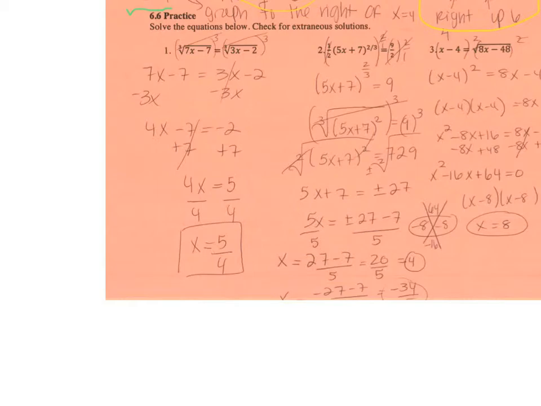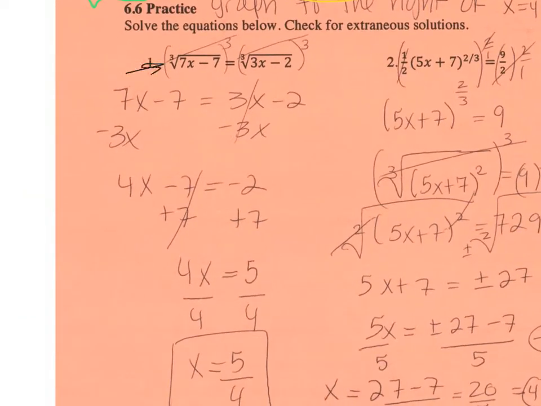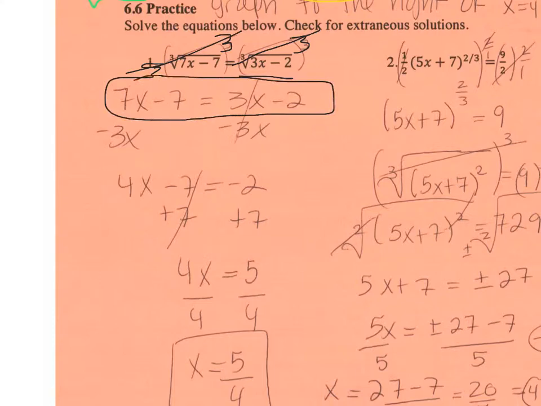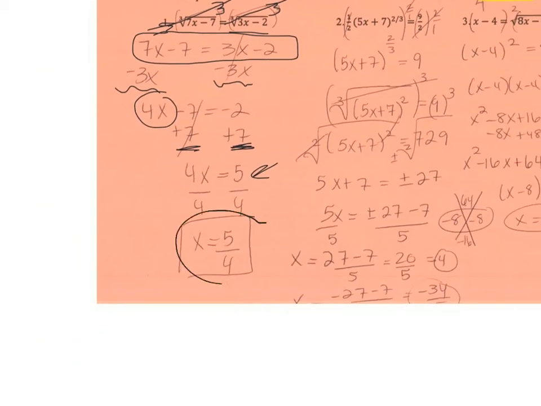Okay, so we see an index of 3, so we're going to cube both sides because we have one term. They're inverse operations, they cancel. So we have 7x minus 7 is equal to 3x minus 2. Easy equation to solve for, so get x on one side. So I chose to subtract 3x, so we get 4x minus 7 equals negative 2. So then we can add 7 to both sides. So we get 4x equals 5, divide by 4. So x is 5/4.